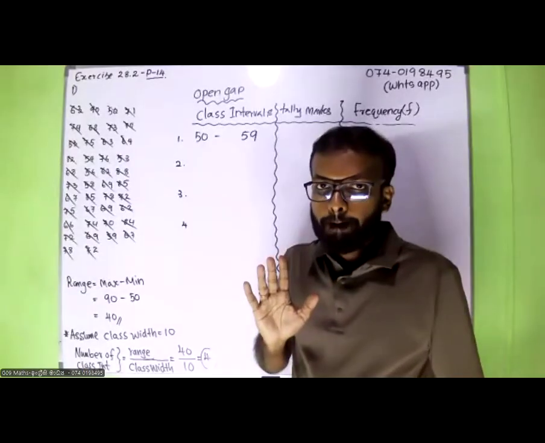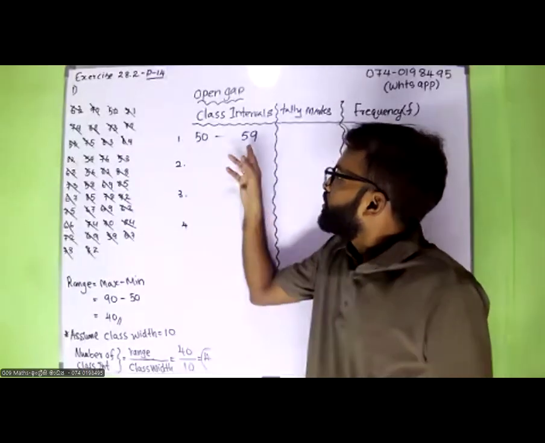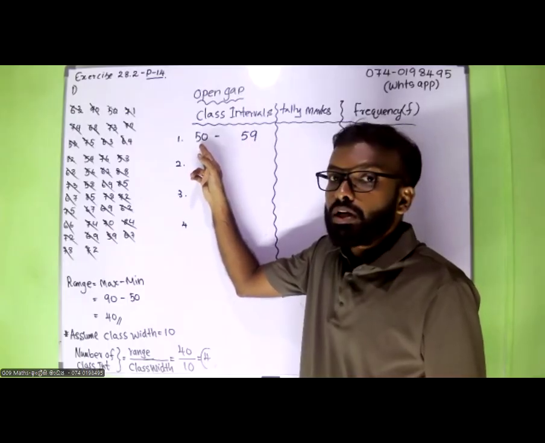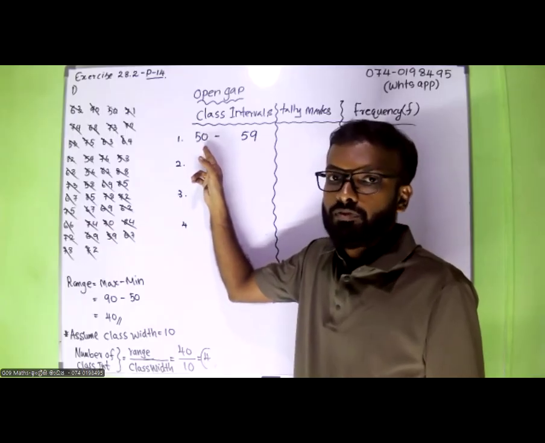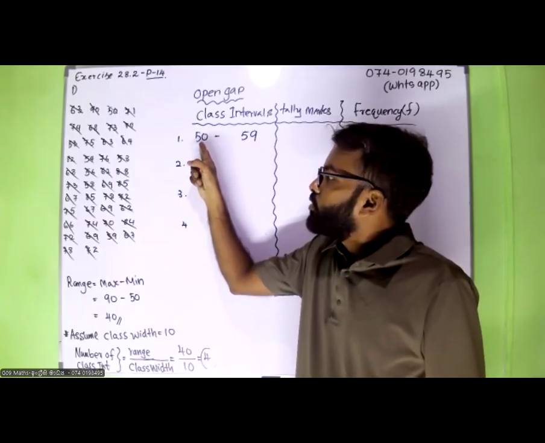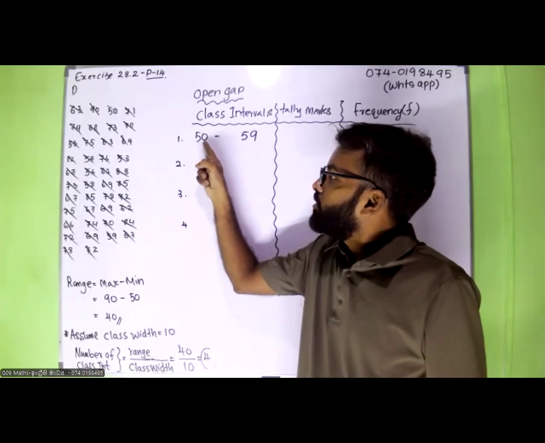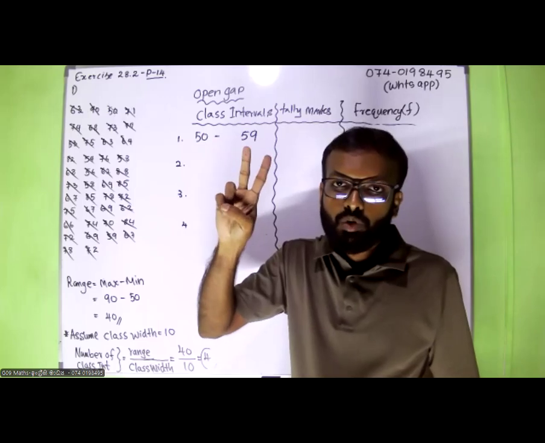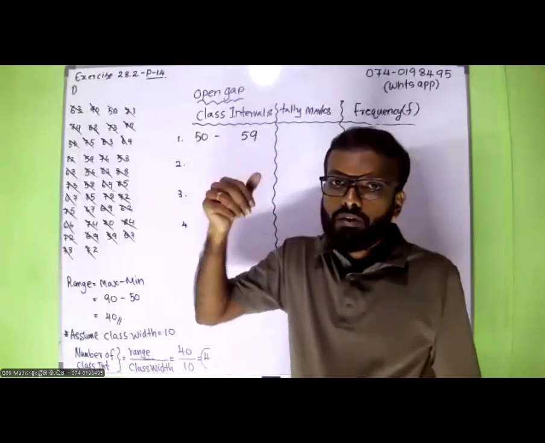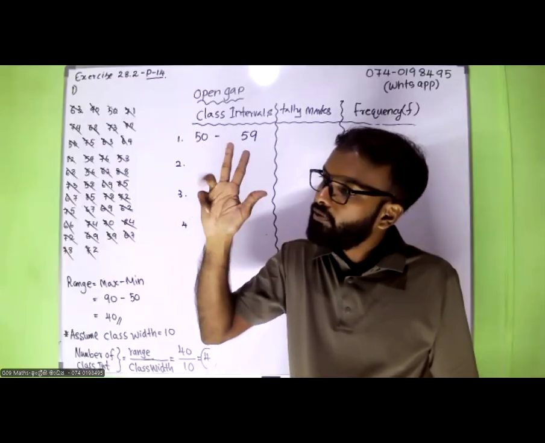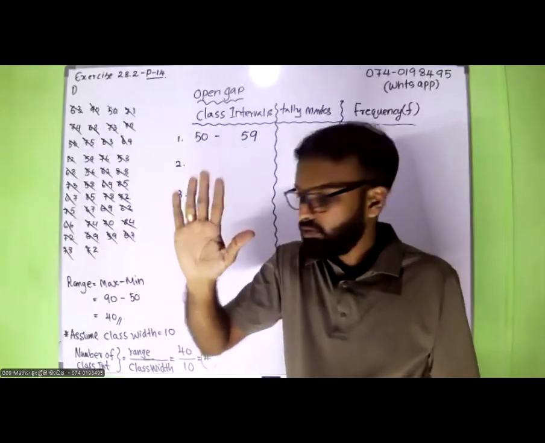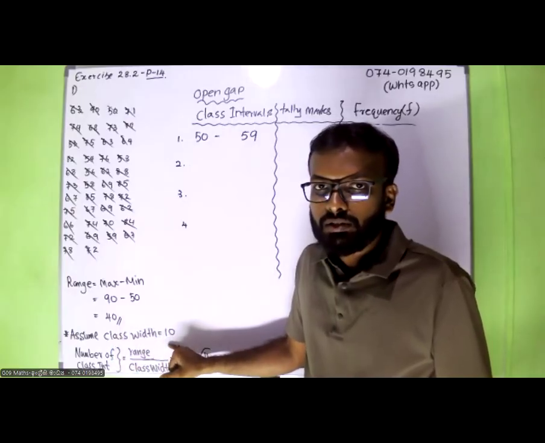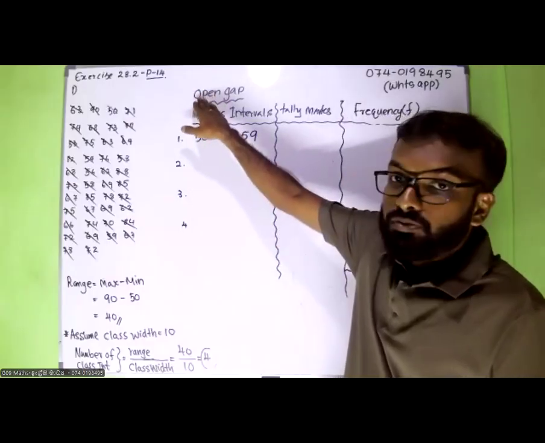We did that. So now here the starting point is 50. We have included 50, 51, 52, 53, 54, 55, 56, 57, 58, 59. There are 10 values because the class width is 10. Now, this is for the open gap.